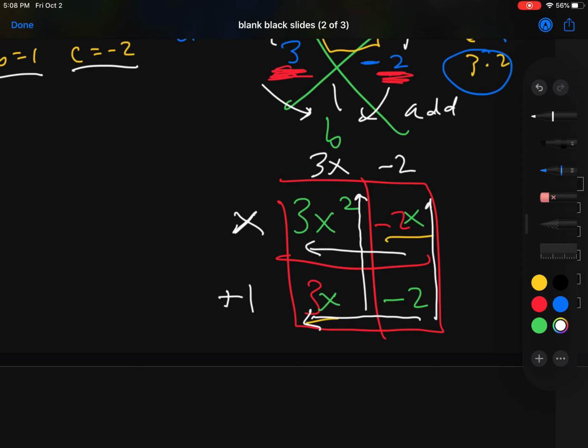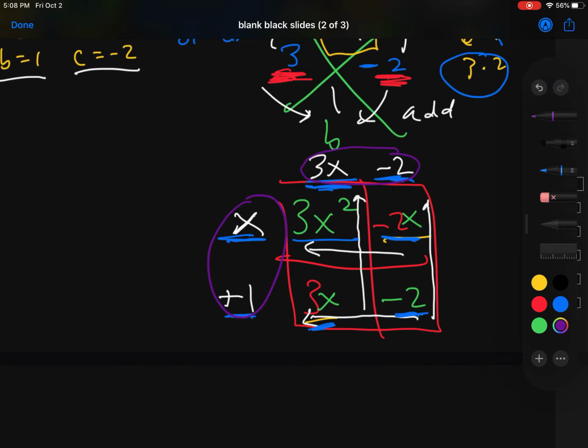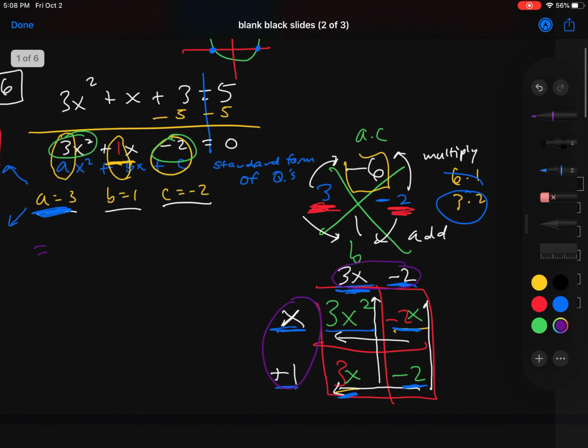Let's check our answer. X times 3x equals 3x squared. 3x times 1 equals 3x. X times -2 equals -2x. And -2 times 1 gives me -2. So these in purple is what we want. Let's go over here. I have 3x minus 2 and x plus 1. Remember, the order in which you write those purples does not matter.